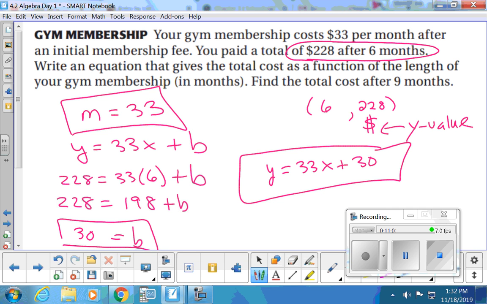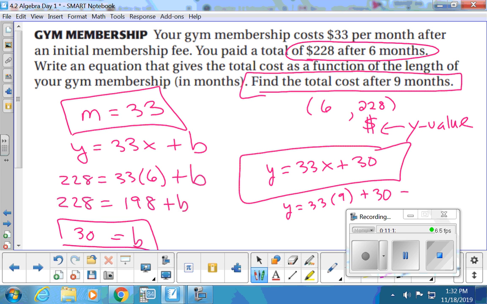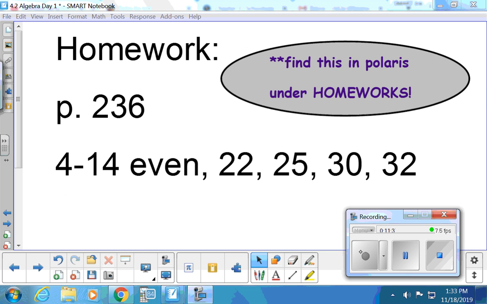Oh, I almost stopped too early. Find the total cost after a 9-month membership. Just stick your 9 right there. So 33 times 9 plus 30. How much is that going to be? Calculator owners, we need your help. 33 times 9 plus 30. Ethan's got us. 327 for a 9-month membership. That's a cheap gym. 327 for a 9-month membership.